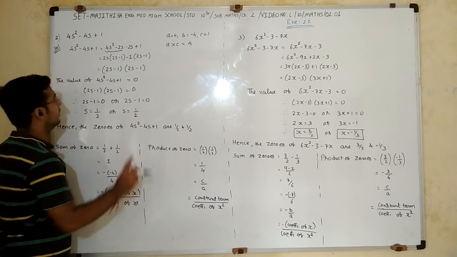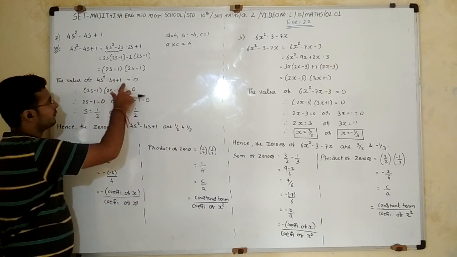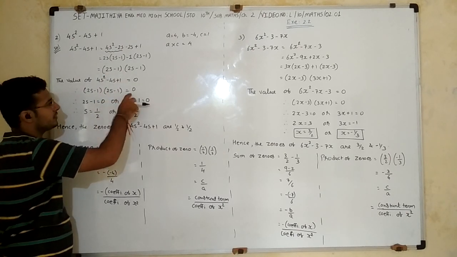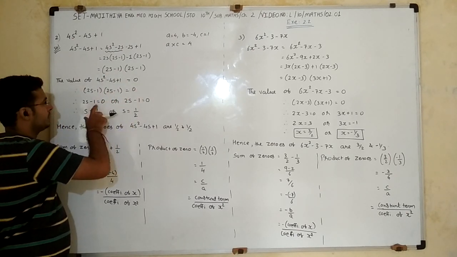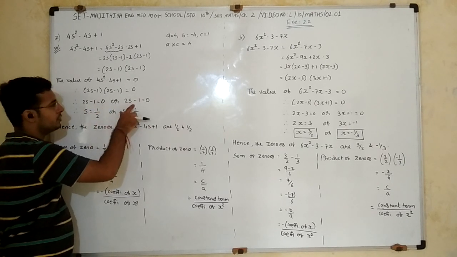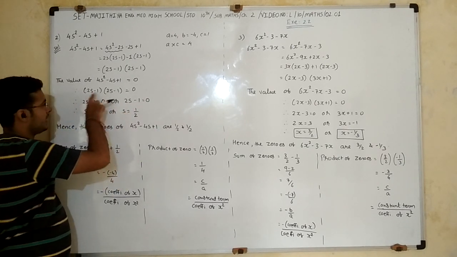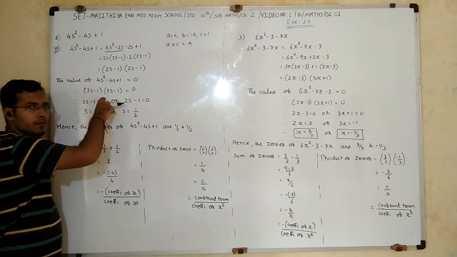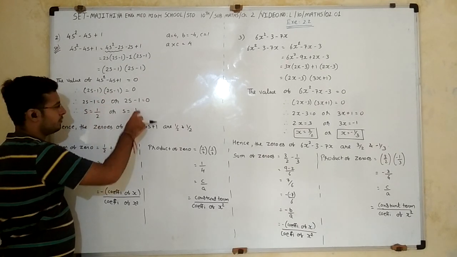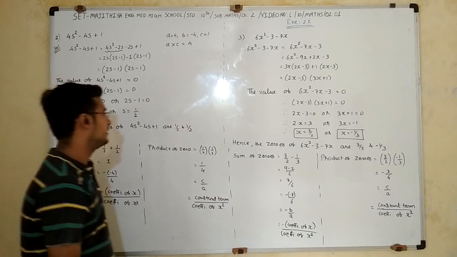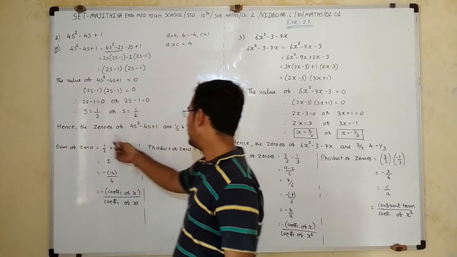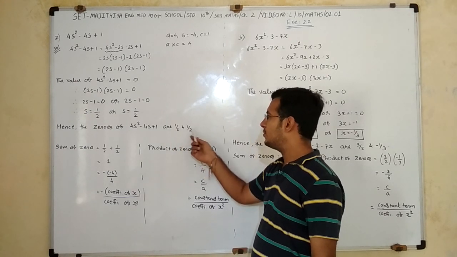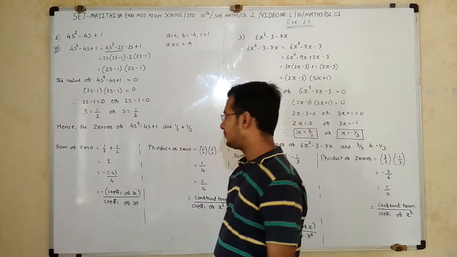Both are equal. The value of 4s² − 4s + 1 is equal to 0. So the factorization is (2s − 1)(2s − 1) = 0. Now separate: 2s − 1 = 0 or 2s − 1 = 0. Changing the position of −1, it becomes +1 upon 2. s = 1/2, s = 1/2. Hence the zeros of 4s² − 4s + 1 are 1/2 and 1/2.